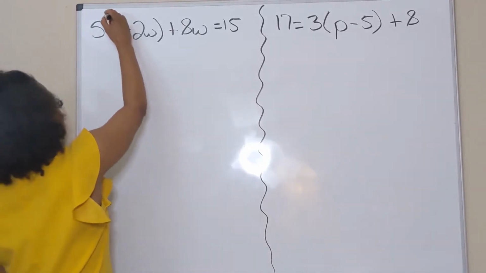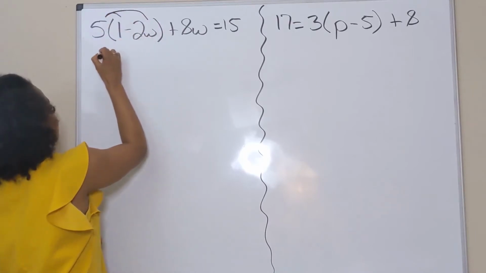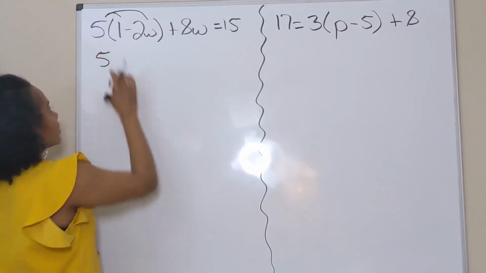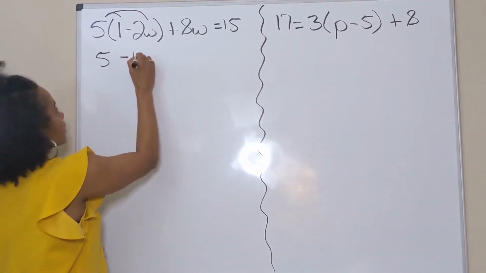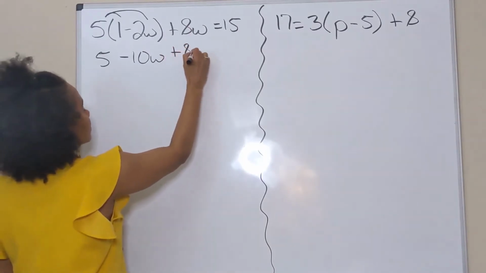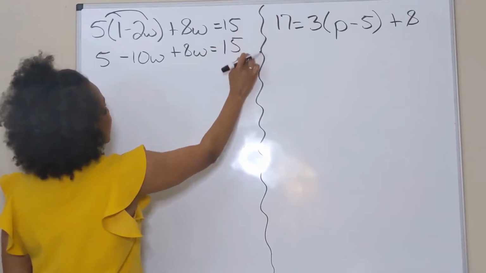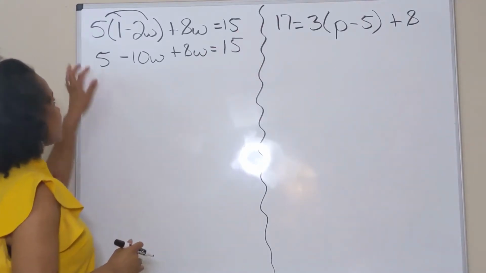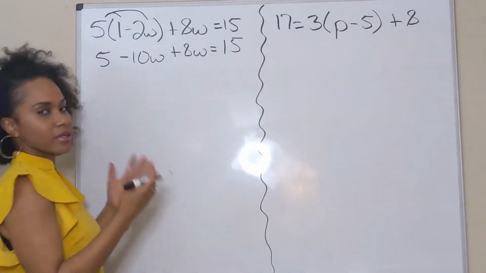So first I want to distribute this 5 through. 5 times 1 gives me 5. 5 times negative 2w is negative 10w. I'm going to bring down my 8w and bring down a 15. After you complete the distributive property, you bring down everything else that you did not use.